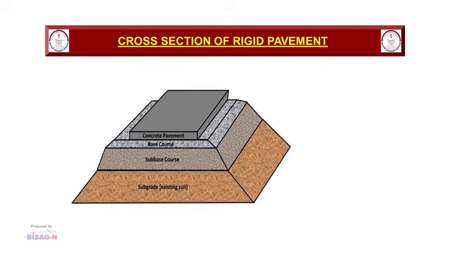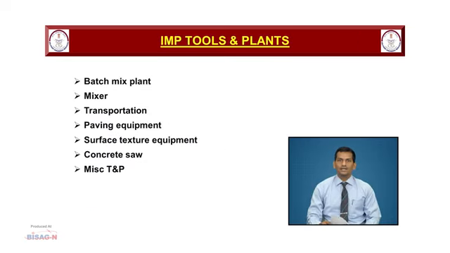The cross section of the rigid pavement is as shown. From the bottom, it is subgrade, the existing soil; subbase course, generally GSB, we also use WBM, WMM; above which base course, we use DLC; and above which concrete pavement, we use PQC, that is pavement quality concrete. Important tools and plants: batch mixing plant, mixer, transportation, paving equipment, surface texture equipment, concrete saw equipment, miscellaneous tools and plants.